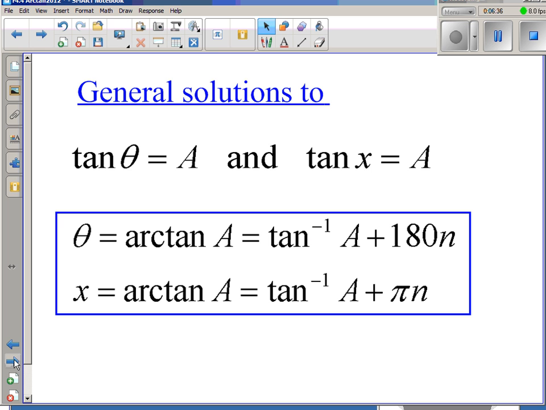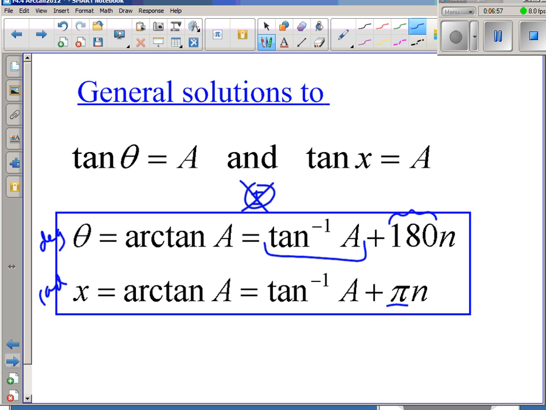To generalize what we've just done, we took the inverse tan, and instead of adding 360, we've added 180 because that's all that's required for tangent. But we didn't have to do a plus or minus. That is gone from the cosine answer, but now instead of adding 360, we only add 180, or if it's in radians, we add pi n.